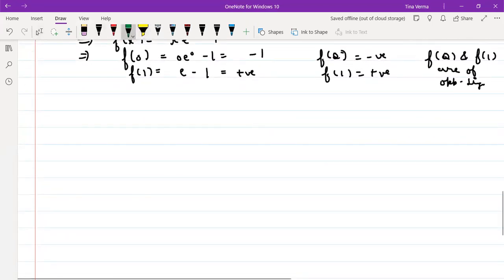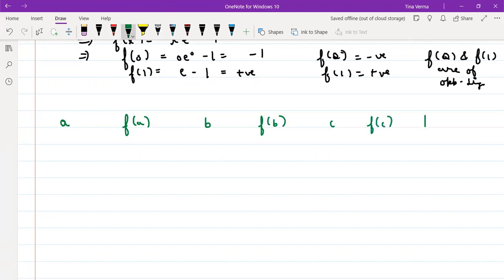So for that what we can do, you can construct a table. Here you can write a, here you can write f of a, here you can write b, f of b, here you can write c, right, f of c, and here you can calculate the error that c(n+1) minus c(n) should be less than epsilon. Epsilon of hamara kya, that is 10 raised to the power minus 3, that is 0.001. iska matlab aapka error 0.001 se chota hona chahiye.